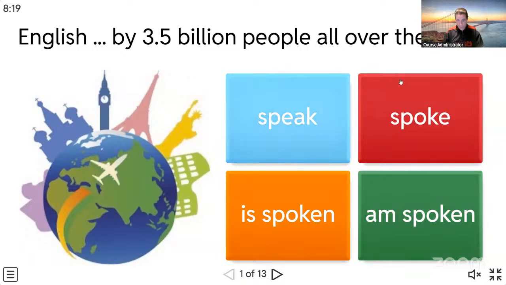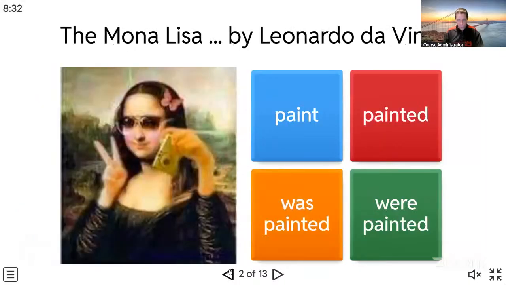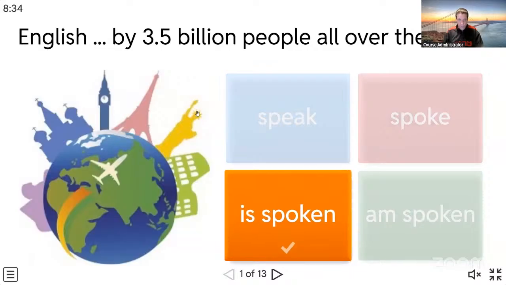Okay. I hope that all of you decided that "is spoken" is correct. English is spoken by 3.5 billion people all over the world. Now let's look at the form of that sentence. We have the object, English, and then we have the verb to be. In the passive voice, we always use the verb to be, whether it's is, am, or are, depending on the subject, or the object in this case.